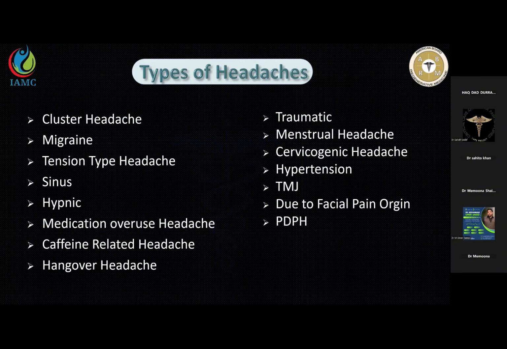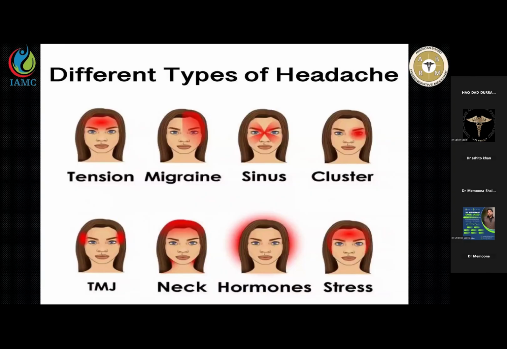The next one is just a slide from a different presentation. The red shade in the pictures shows how it presents and what kind of area it involves. Like tension headache, I told you before that the patient will complain that I have a band around my head, so the area is like this. In migraine, the area is a unilateral headache, including the eye and somewhat the face, and sinus headache is around the nasal bridge and the upper and lower sides of the eye.